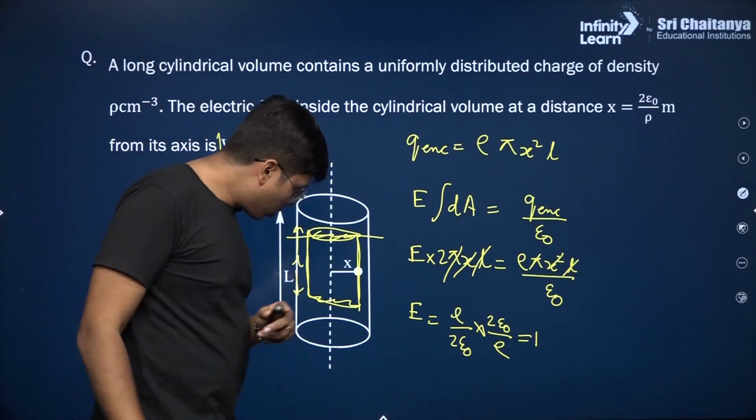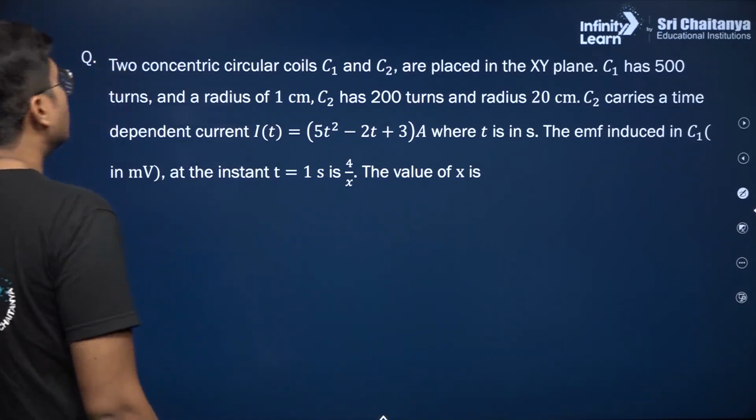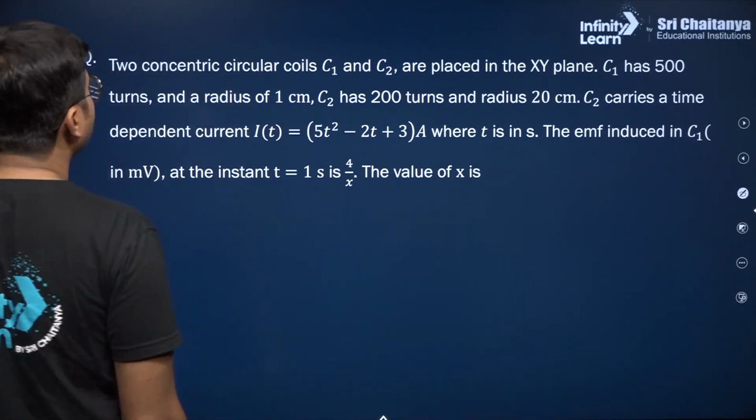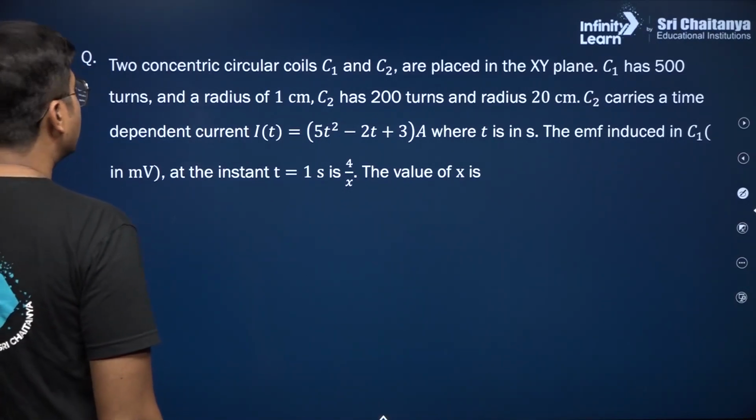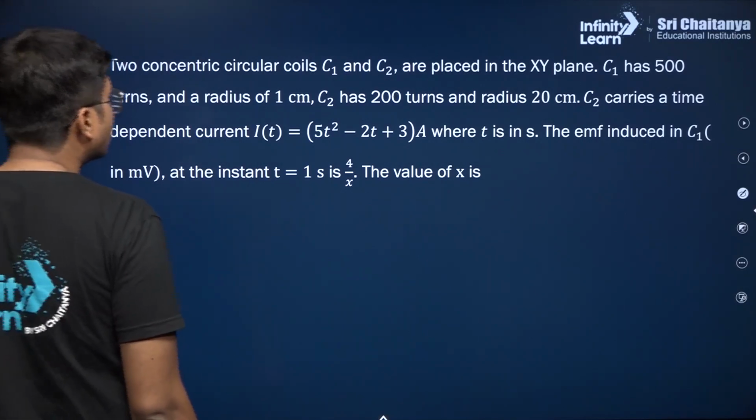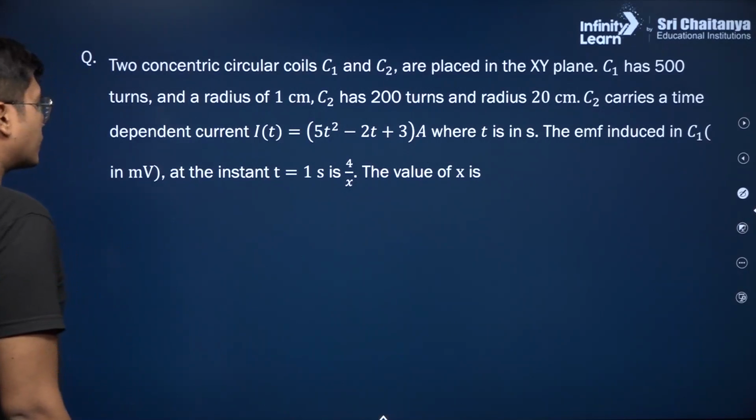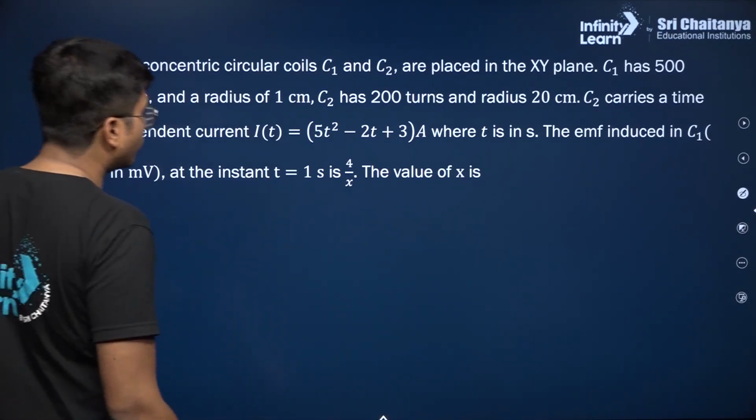Next, that's also, yeah, we have got that also down. Next, two concentric circular coils C1 and C2 are placed in the XY plane. C1 has 500 turns, a radius of 1 centimeter. C2 has 200 turns, radius of 20 centimeter. C2 carries a time dependent current given by this. The EMF induced in C1 at time t equal to 1 second is to be represented in terms of 4 by x and then get the value of x.